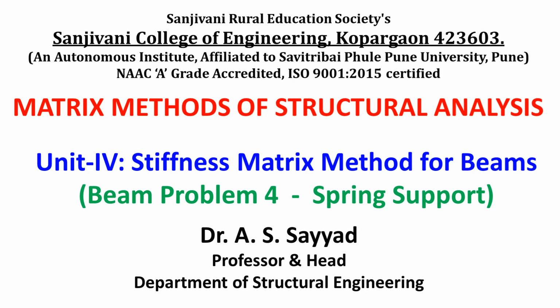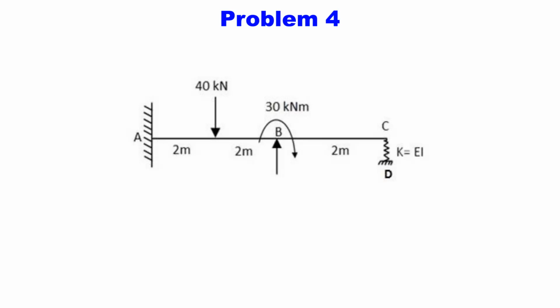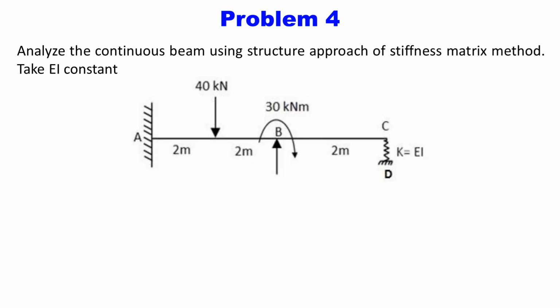Today we will discuss problem number 4 on the analysis of continuous beam using stiffness matrix method. The highlight of today's problem is the spring support. If a spring support is provided in the beam, how to analyze the beam using stiffness matrix method. The statement of problem is: analyze the continuous beam using structure approach of stiffness matrix method.